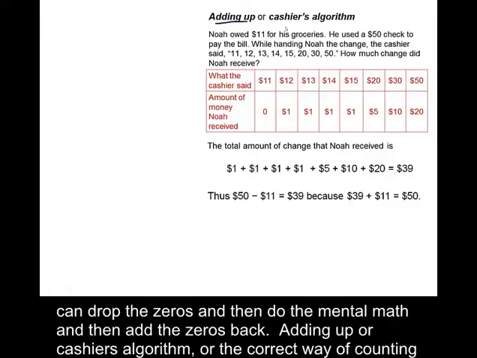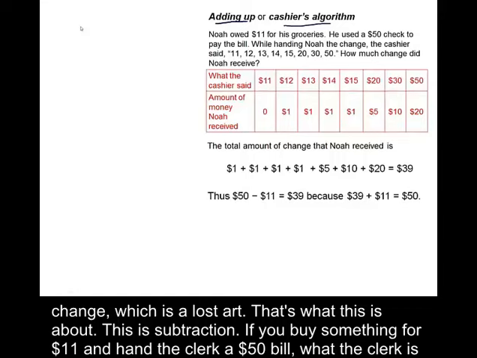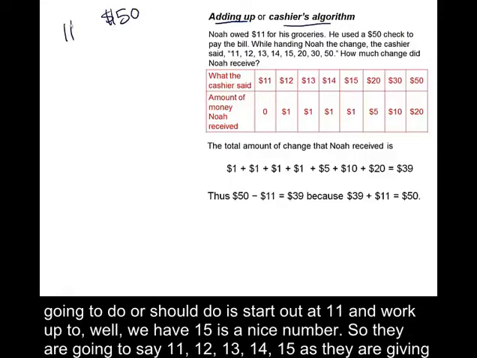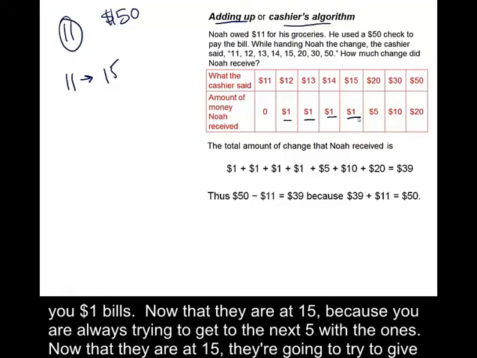Adding up, or the cashier's algorithm, or the correct way of counting change, which is a lost art. And that's what this is about. This is subtraction. If you buy something for $11 and hand the clerk a $50 bill, what the clerk should do is start out at 11 and work up to 15, a nice number. So they're going to say 11, 12, 13, 14, 15 as they're giving you $1 bills.